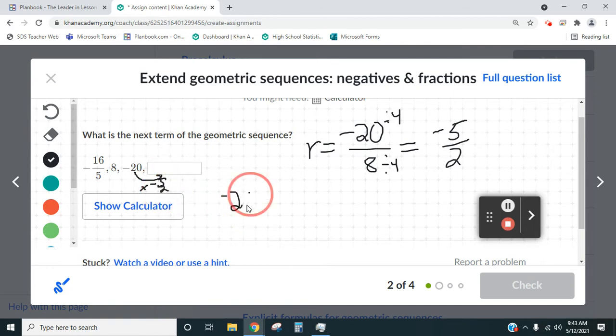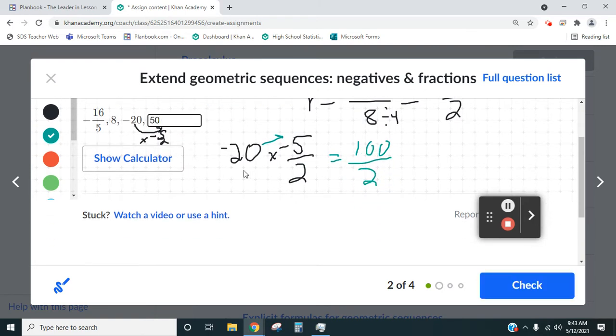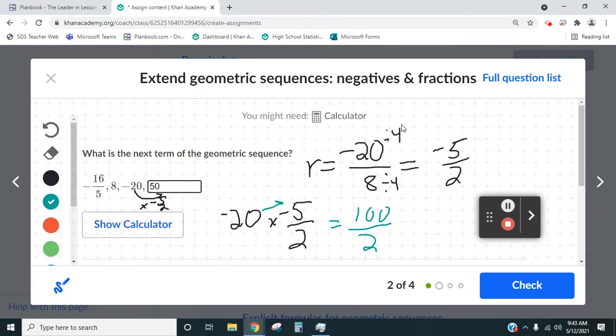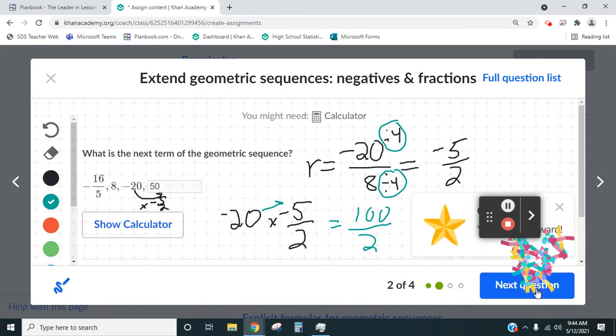So we've got -20 times -5 over 2. We can go straight across. That's a hundo divided by 2, which is 50. You need to simplify that. We divided by 4. We divided by 4. Okay, we reduced the fraction. You see it now? Now, you should notice this pattern should continue. It should alternate between negative and positive, negative and positive. You should have that in mind.